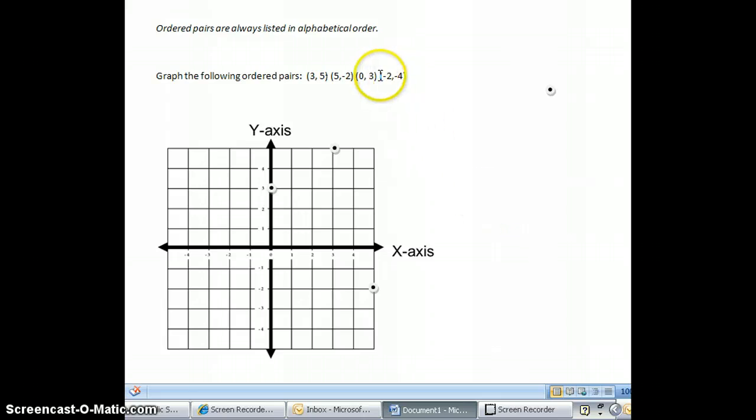And notice my last ordered pair, -2, -4. I'm going to go 1, 2 in the negative direction, and then 1, 2, 3, 4 in the negative direction also. So I will put my ordered pair there.